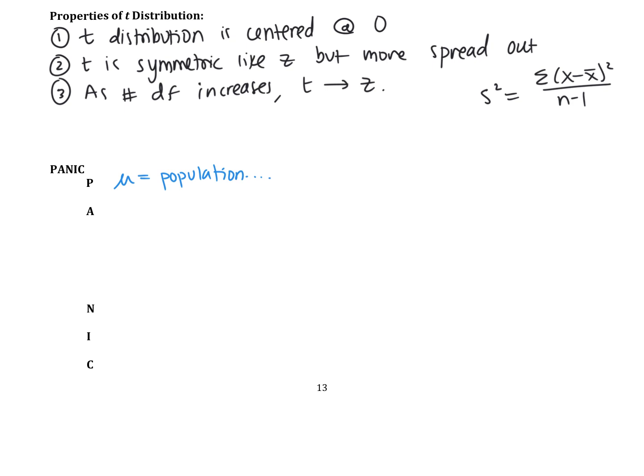A, assumptions. All three of the assumptions are the same. First assumption, always random sample. And we need to be specific, please. Some of you on your quiz just wrote random question mark. No. Random what? Random sample.